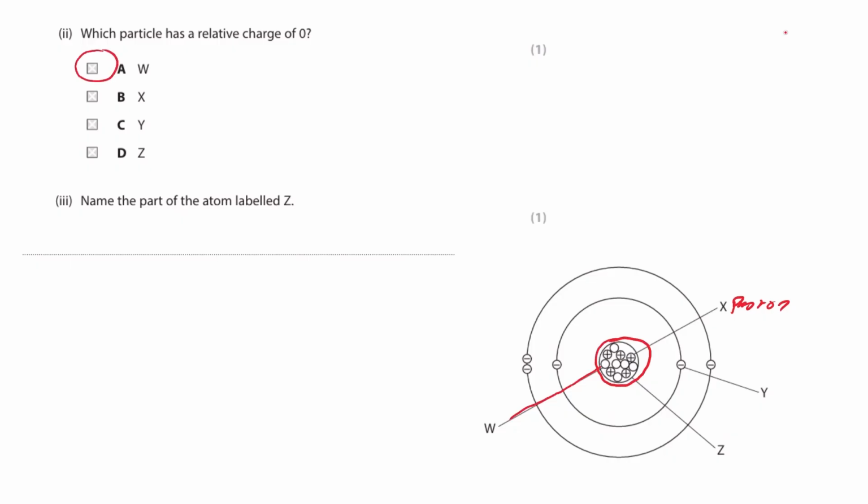Name the part of the atom labeled Z. So this is neutron and this is proton. Then Z is pointing to this whole circle, the big part. That means they are talking about the nucleus. So the label for part Z should be nucleus. Alright, that's the part we have. Then we'll move to the next part.